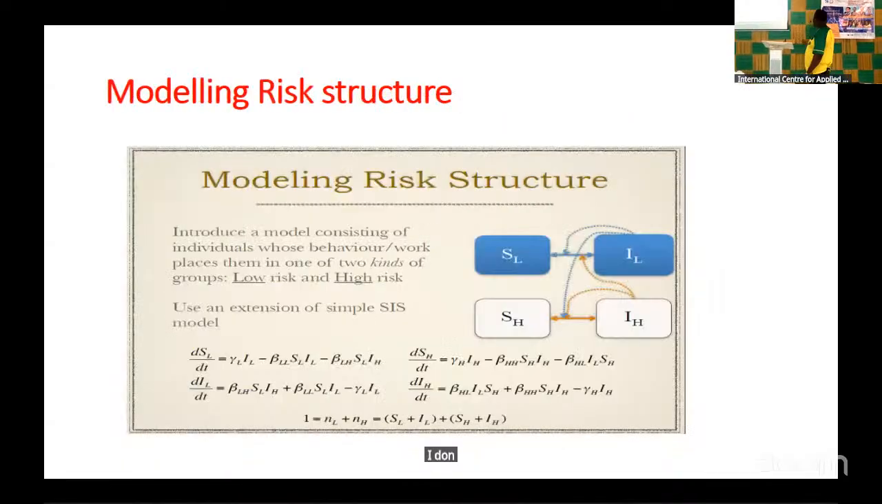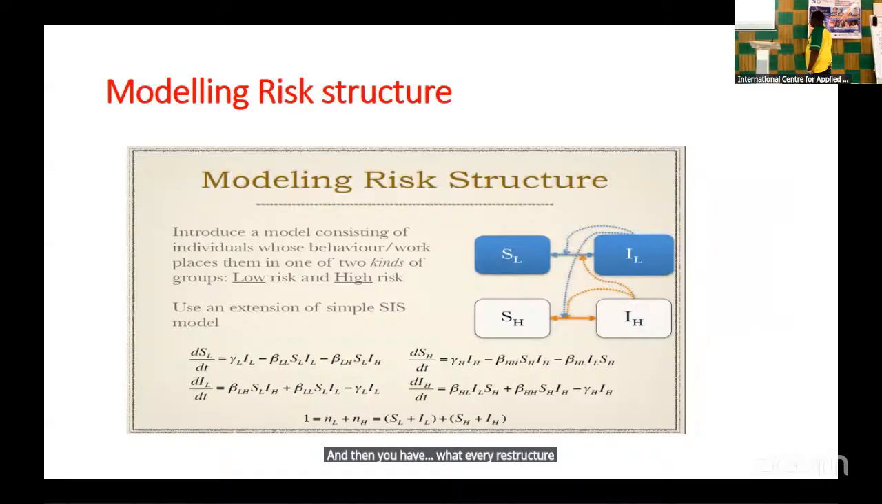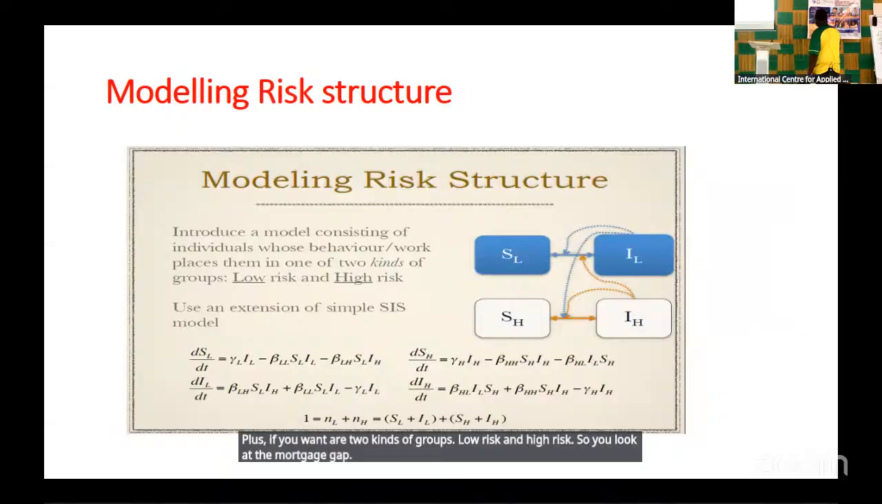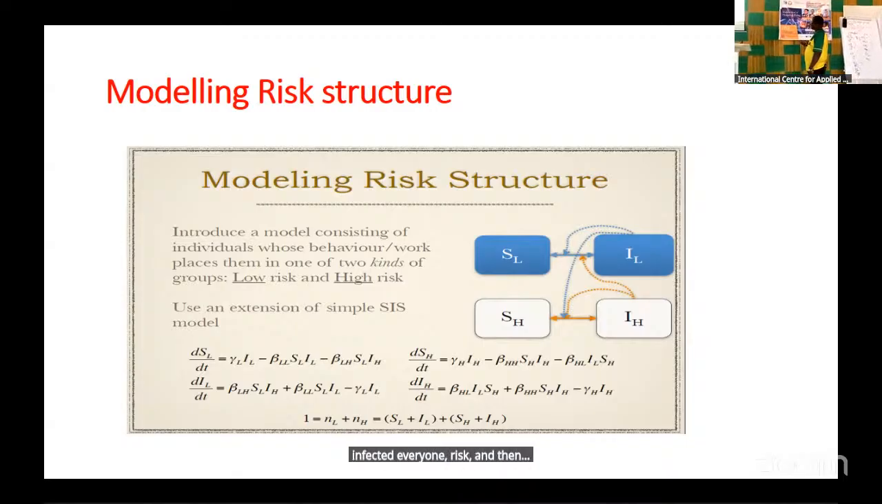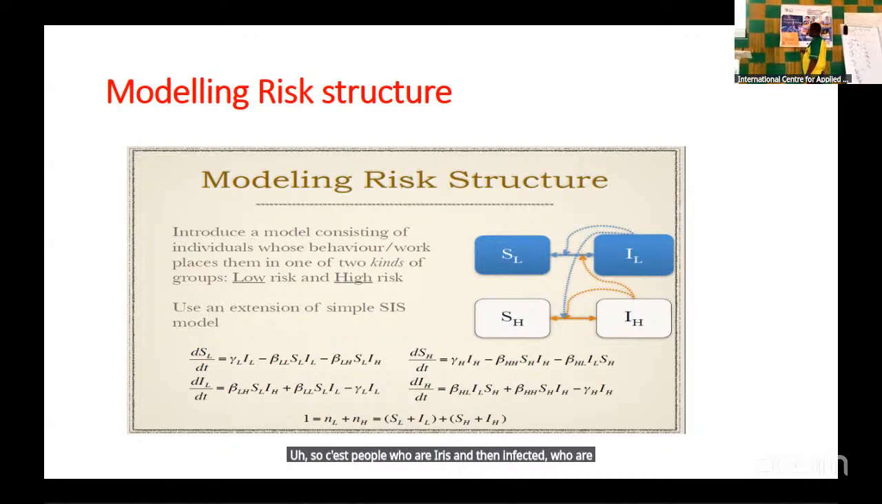And then you have the modeling structure. You have introduced a model consisting of individuals whose behavior and work places them in one of two kinds of groups, low risk and high risk. So you look at the model here. You have susceptible who are low risk, infected who are low risk, and then susceptible who are high risk, and then infected who are high risk.